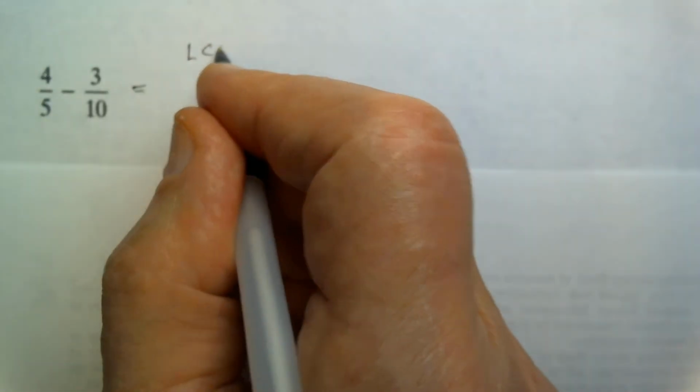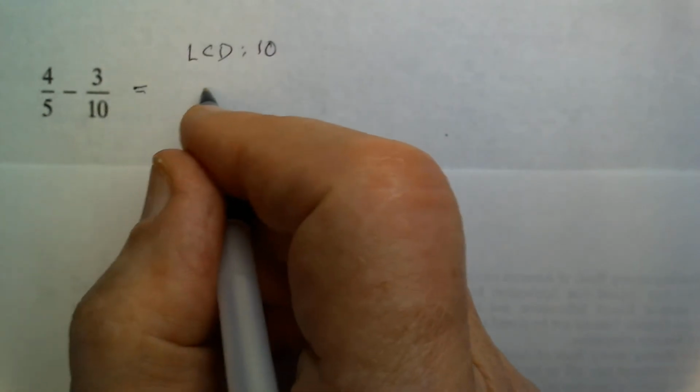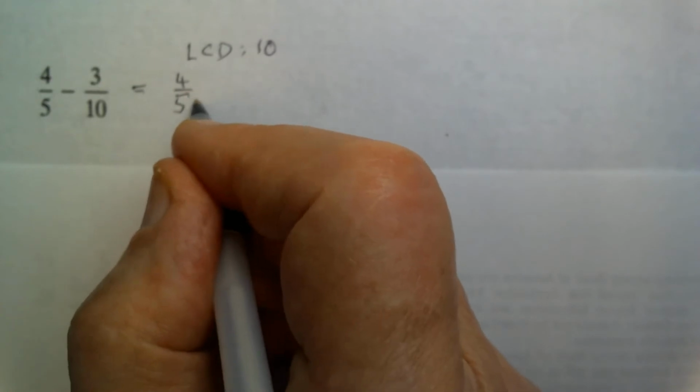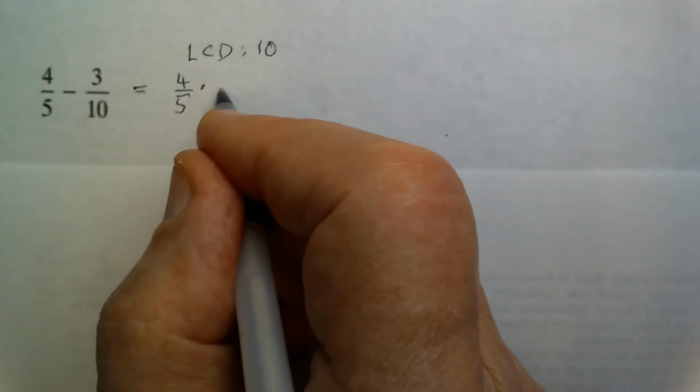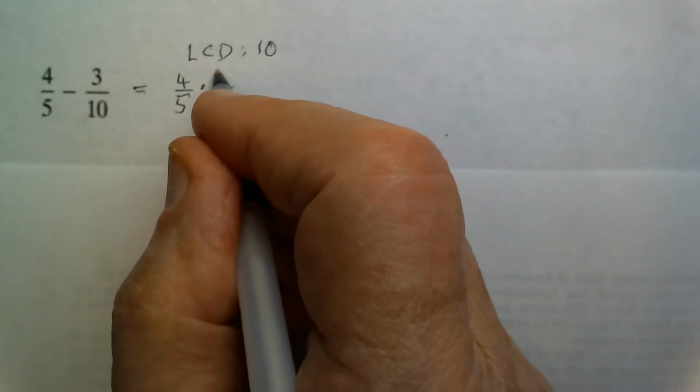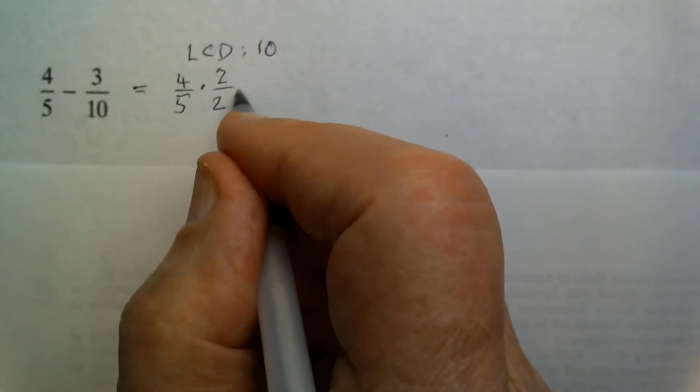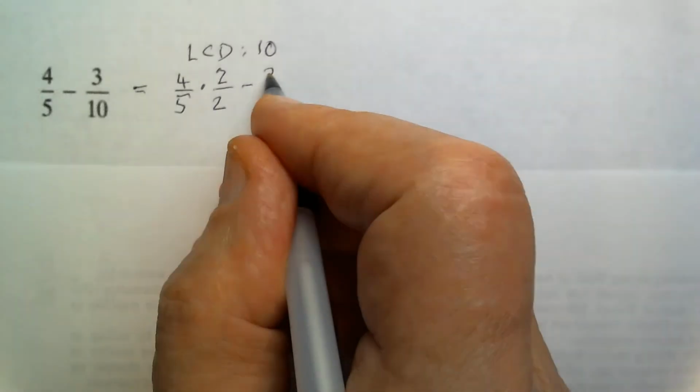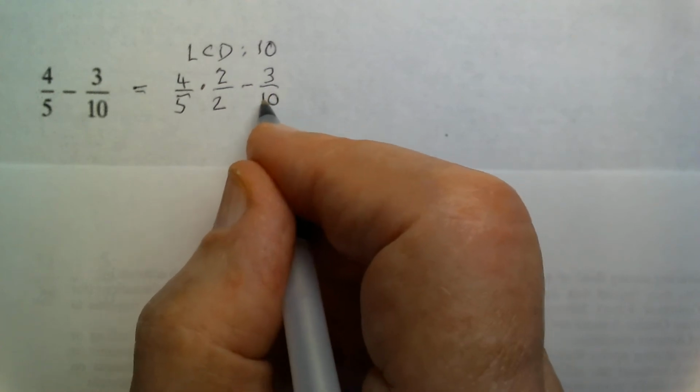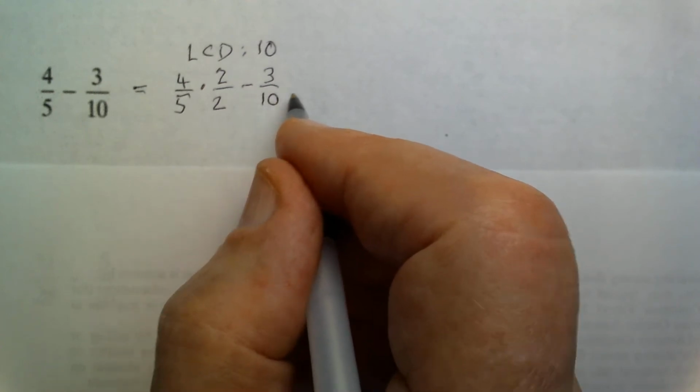In the next example, we have 4/5 minus 3/10. So we notice that the LCD is 10, because 5 goes into 10. So we write this as 4/5. So we need to multiply the 5 by 2 to get a 10 in the denominator, minus 3/10. We don't change that fraction because it already has 10 in the denominator.